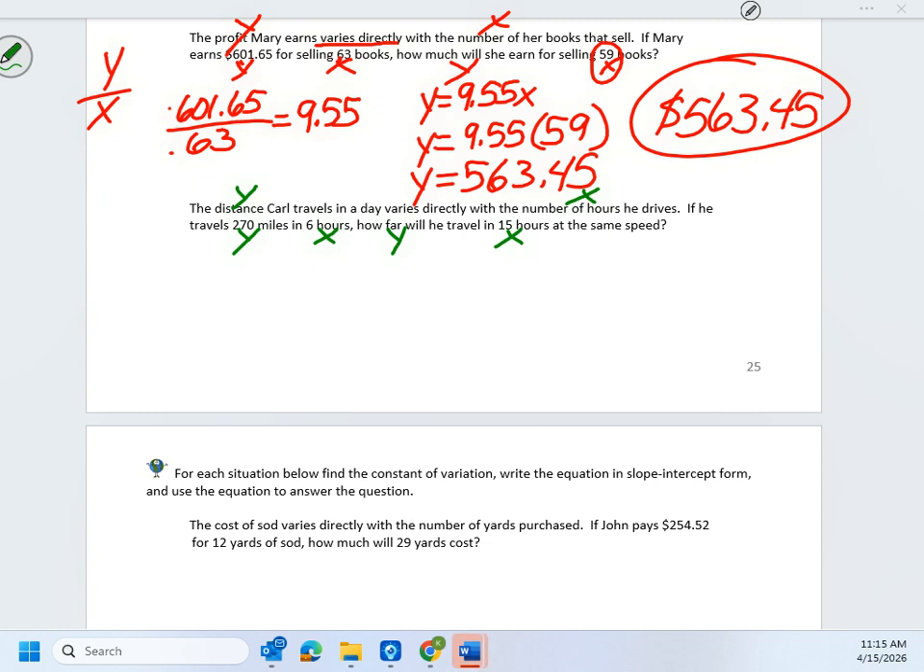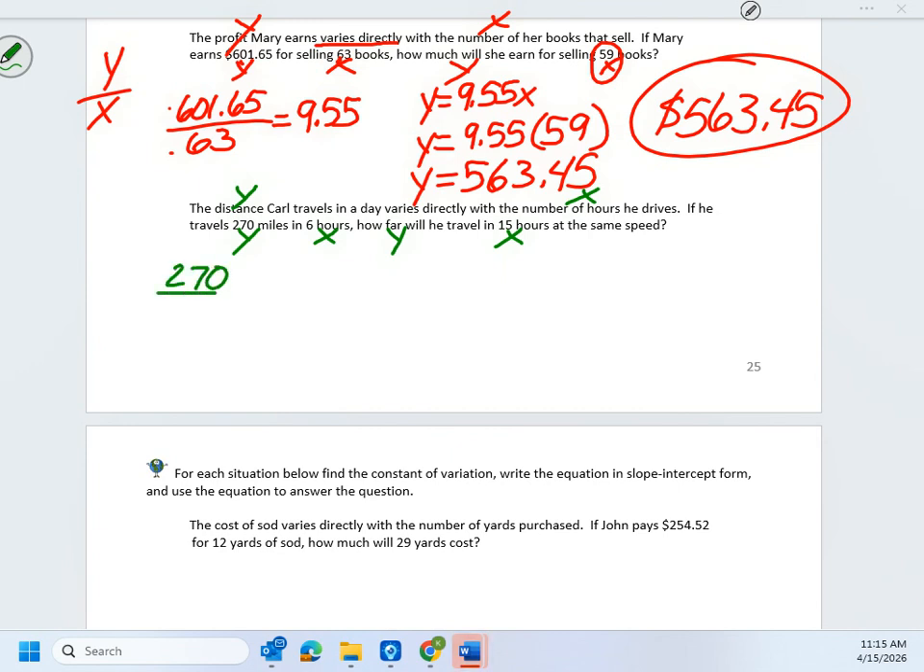Perfect. Okay, so we know that distance varies directly with the hours. Y varies directly with the X. So anytime I see the distance, I'm going to put a Y. That's my miles. Asking how far, that's a distance, so that's a Y. Hours is an X, 6 hours is an X, 15 hours is an X. Who can walk me through our next step? Ellie.